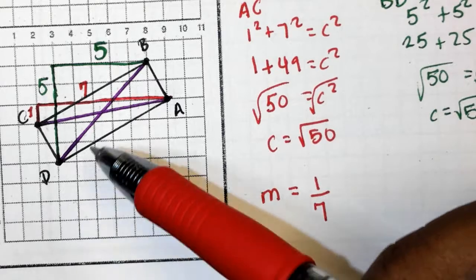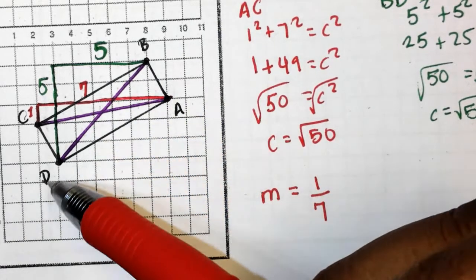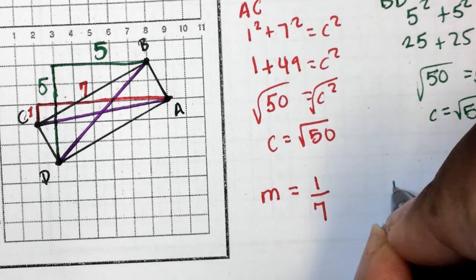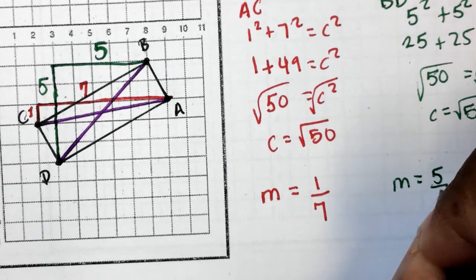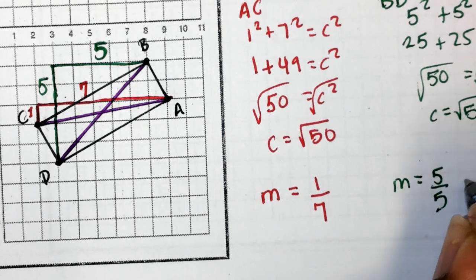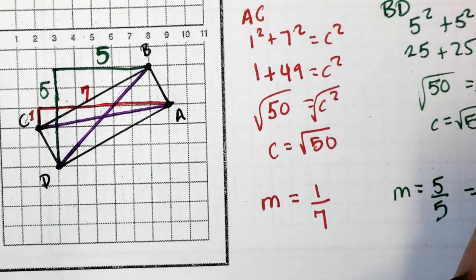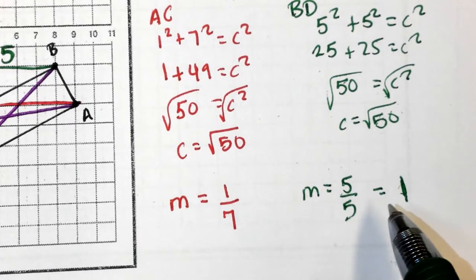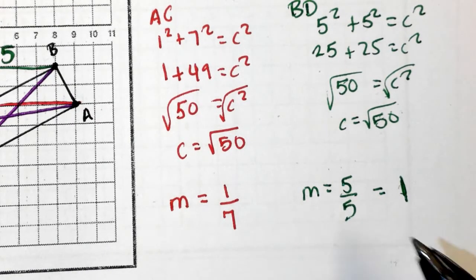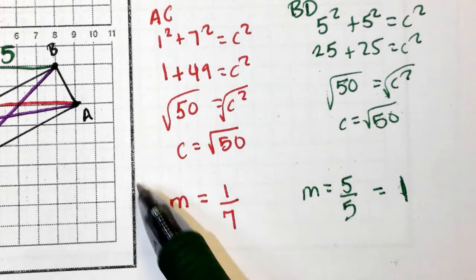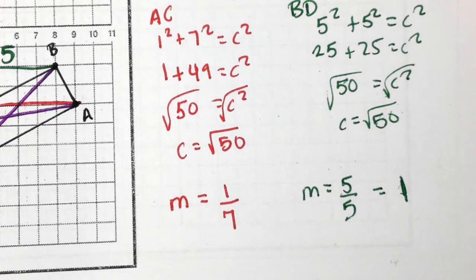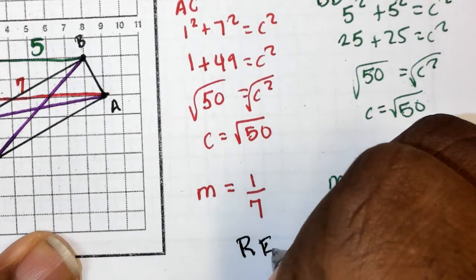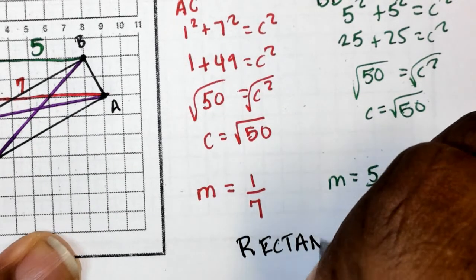And then the slope for this diagonal BD, rise was 5, run was 5. Slope on this one is 5 over 5, which reduces down to 1. And so you would just be looking at the two slopes. This slope and this slope are not perpendicular of each other, so my diagonals are congruent, but they're not perpendicular. That qualifies this to be a rectangle. This is how you would check instead of just assuming.